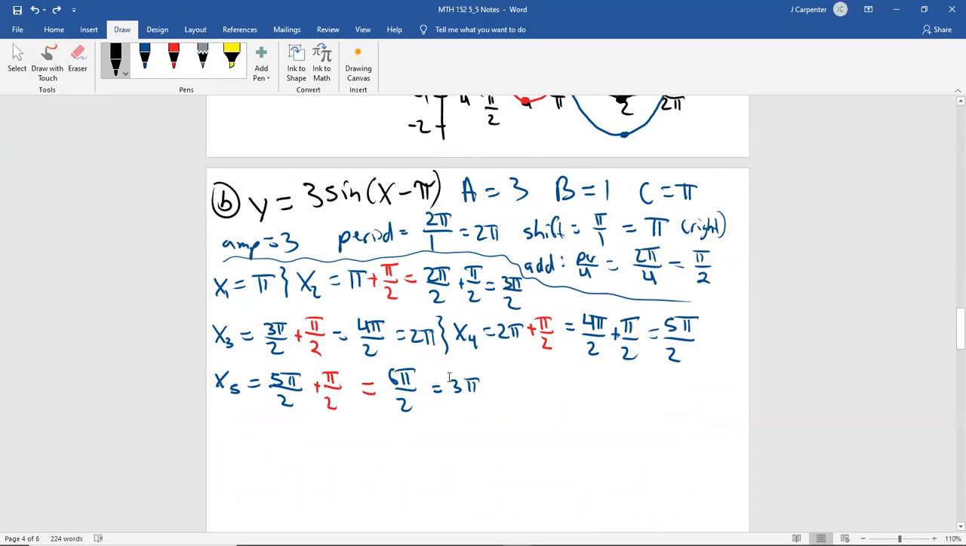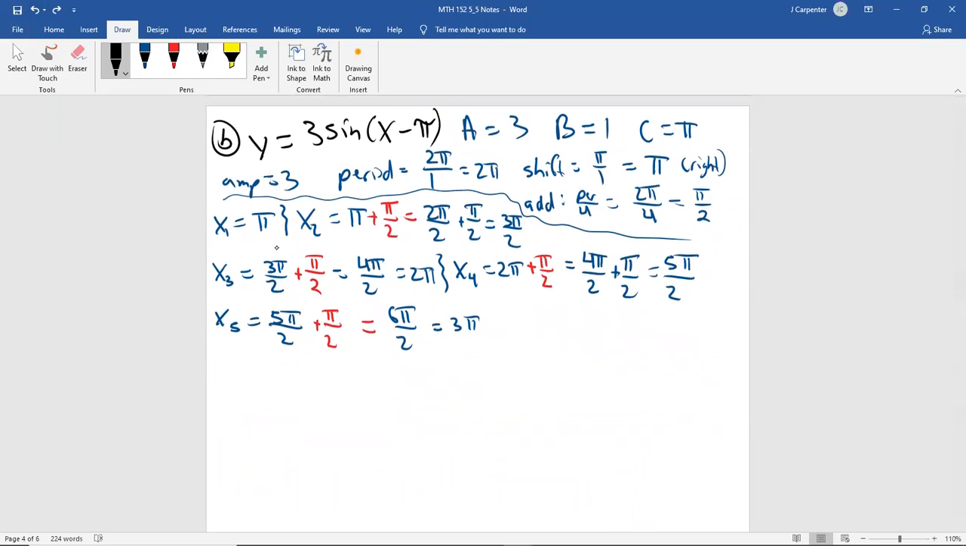All right, so we got our 5 points. We got our 5 x values, that is to say. So we can start with our table of values. We know our x values are going to be pi, then 3 pi over 2, then 2 pi, then 5 pi over 2, and then 3 pi. Again, pi, 3 pi over 2, 2 pi, 5 pi over 2, 3 pi.